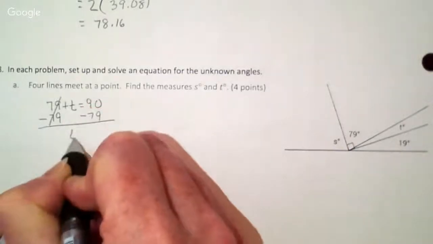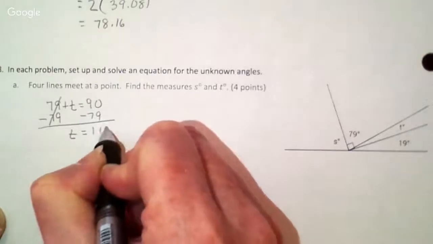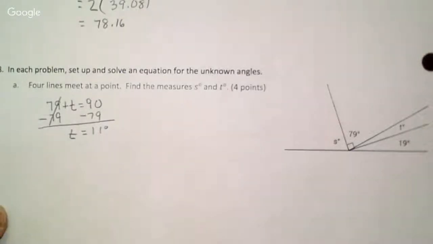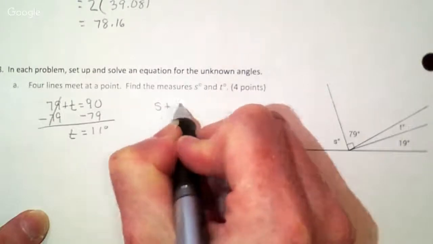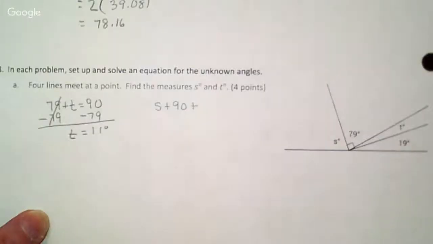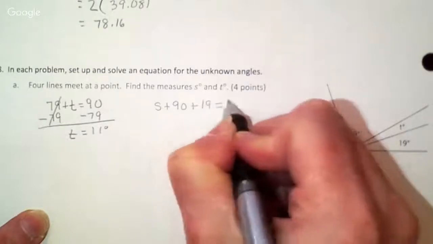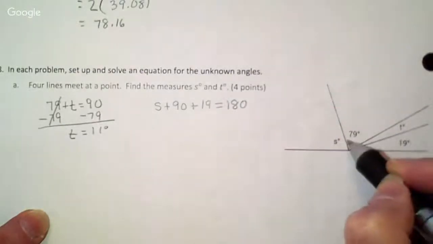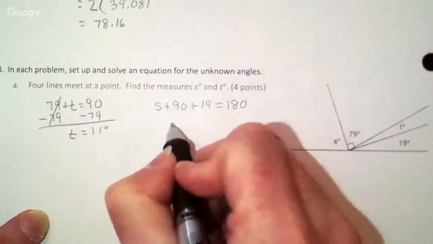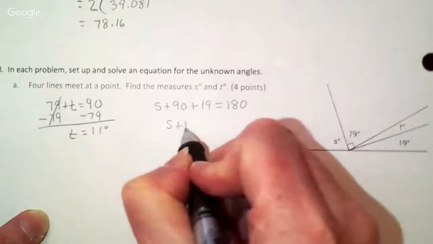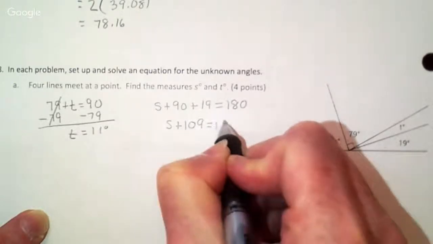And we have T equals 11 degrees. And then from there, I can find S, because S is angles on a line, therefore equaling 180 degrees. So I can add, well, and even you can find that because it's 90 there. So I can say S plus 90 plus 19 equals 180. Because here we've got the 90-degree angle, then we have the 19. So adding these together, I have S plus 109 equals 180.